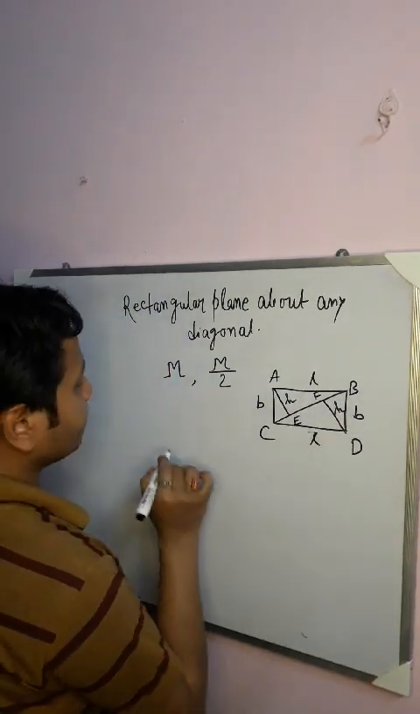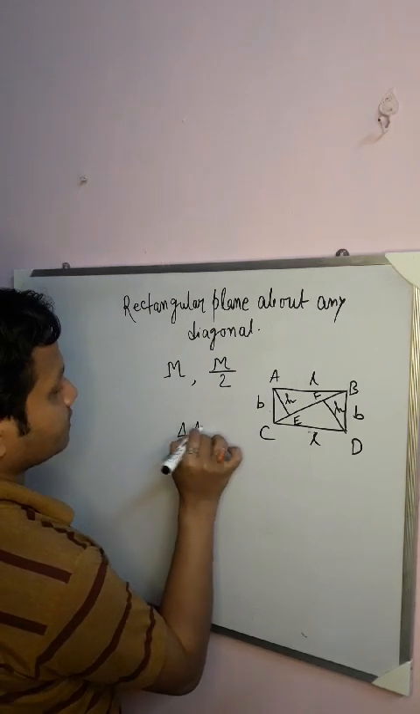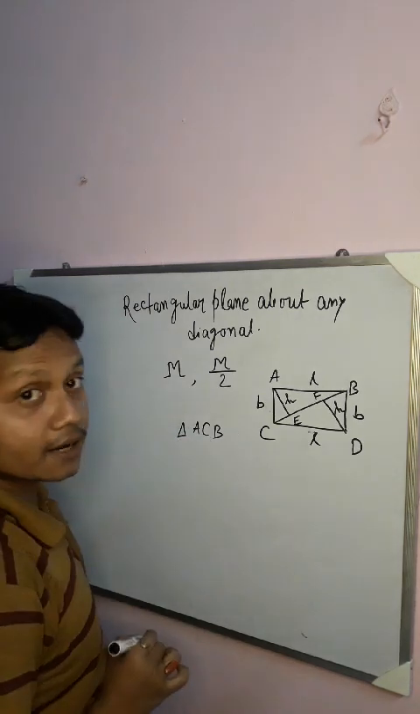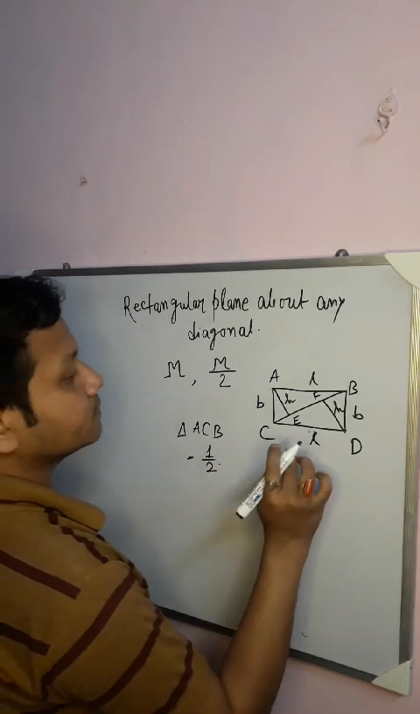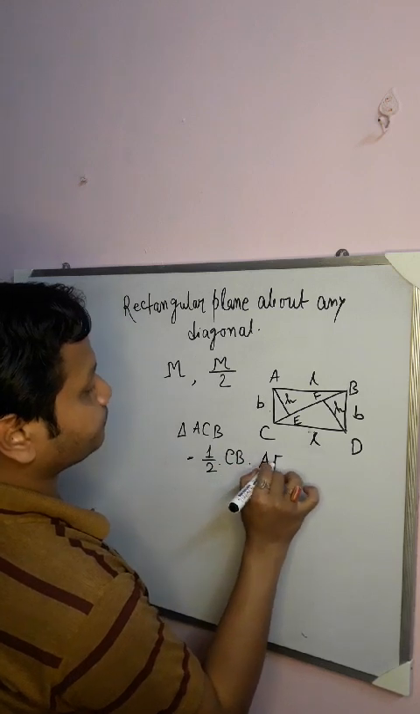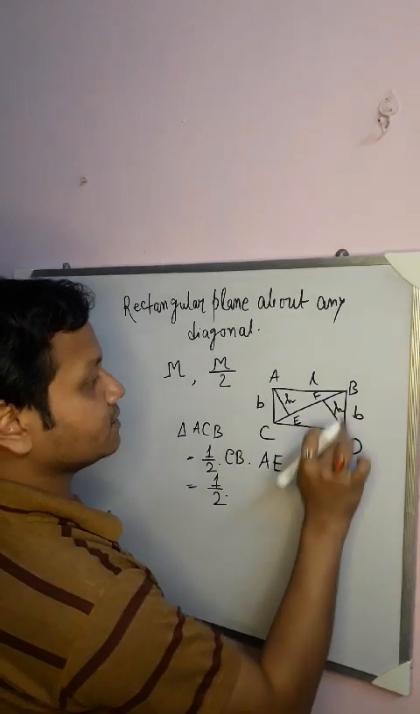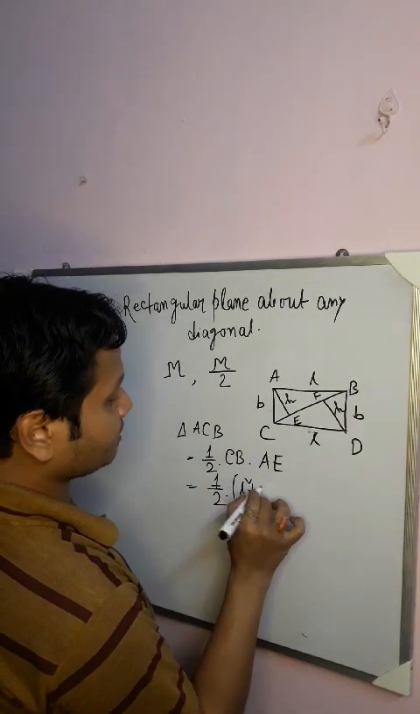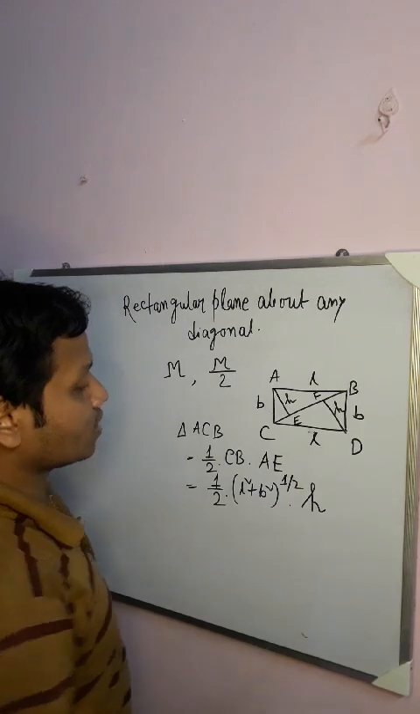Okay, so at first, what will be the area of the triangle ACD? That is half into CB into AE. So half into, what is CB? This is L, this is B. That means CB is L square plus B square whole to the power half. And AE is, we assume, H.